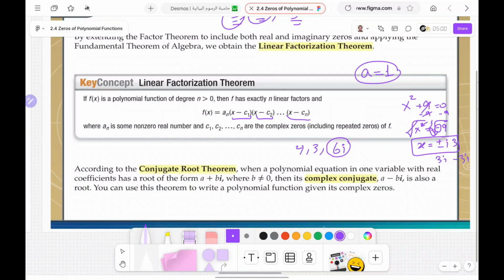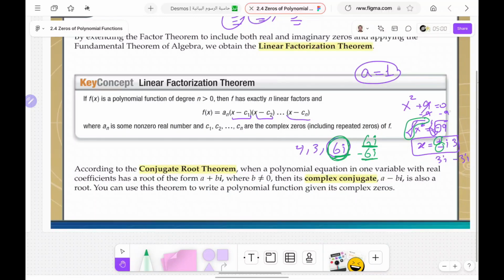So if the question gives you a 6i, of course you don't have only one answer. You will have 6i and negative 6i, because where does the i come from? It comes from the root, right? And the root always gives you how many answers? It gives you 2 answers. That's why whenever you have 6i, you have to include both positive 6i and negative 6i. Okay? Don't forget this.